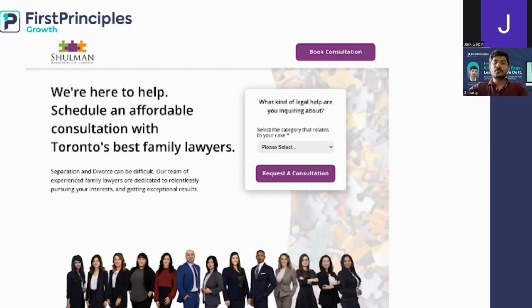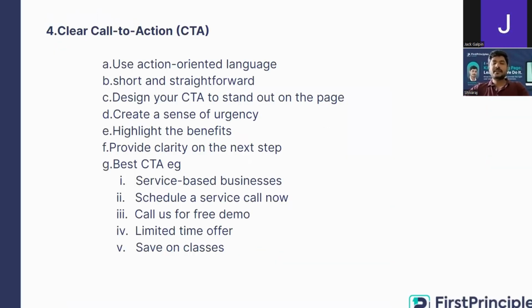So moving on to the fourth point of the landing page, which is the CTA, call to action. A clear and effective call to action is crucial for guiding visitors on your landing page, and to make sure that the end objective or the desired action is achieved. Some good tips in terms of CTA: use action-oriented language. Tell them to go ahead and do something. Keep it short and very straightforward. Design your CTA so that it stands out from the entire landing page, so that they can look at it prominently.